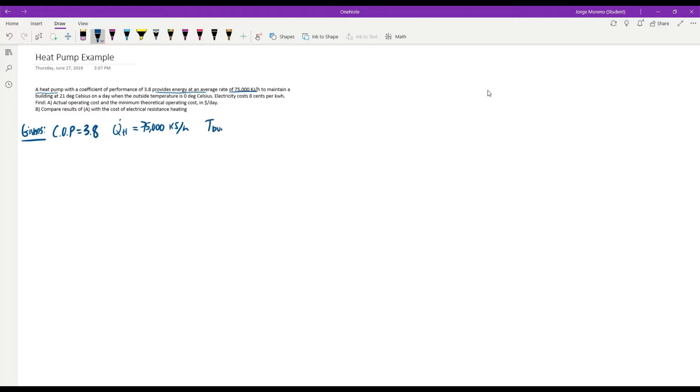We also know that the temperature in the building is equal to 21 degrees Celsius, which is also 294.15 Kelvin. We know the temperature outside is 0 degrees Celsius, 273.15. And we know that the cost is 8 cents per kilowatt hour. Okay, so with that, let's go ahead and get our schematic drawn.